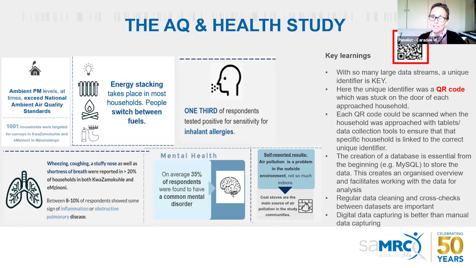But how did we connect all that data together, particularly when we were in the field? In this instance, we used a QR code as our unique identifier. So each household actually had a QR code on their door that we could then scan when we were using electronic data tools or different instruments to make sure that we were linking the same data to the correct household.